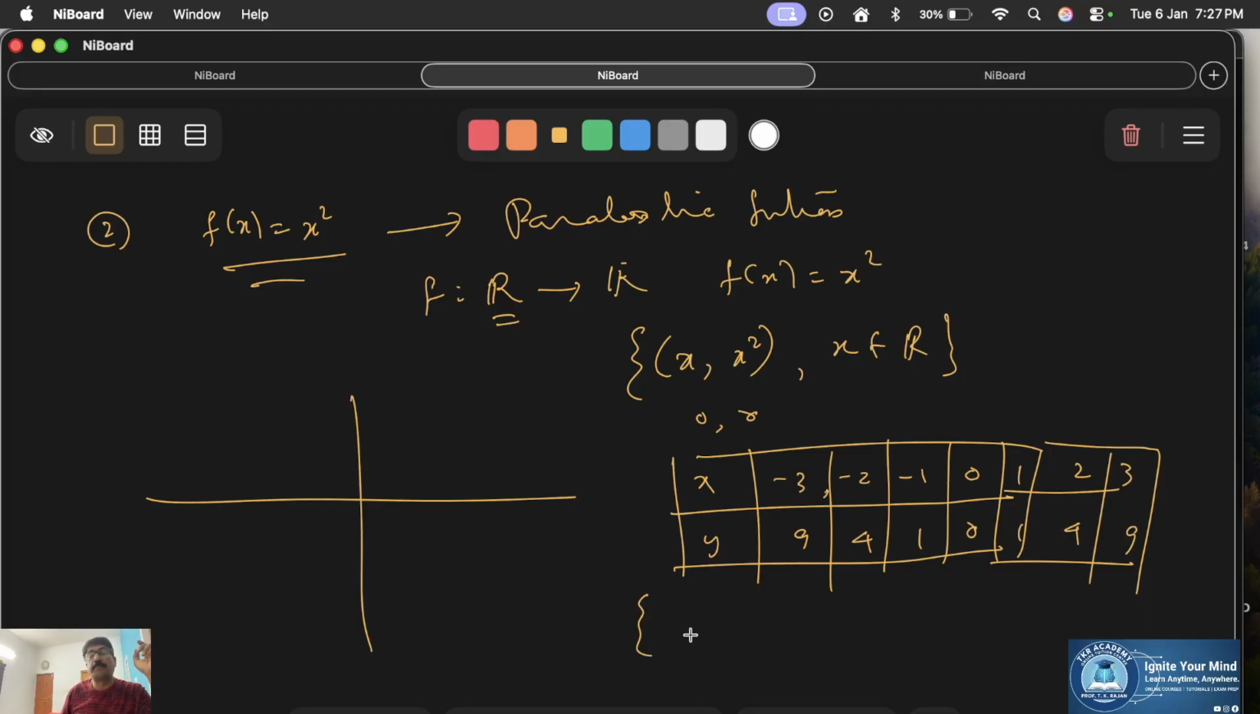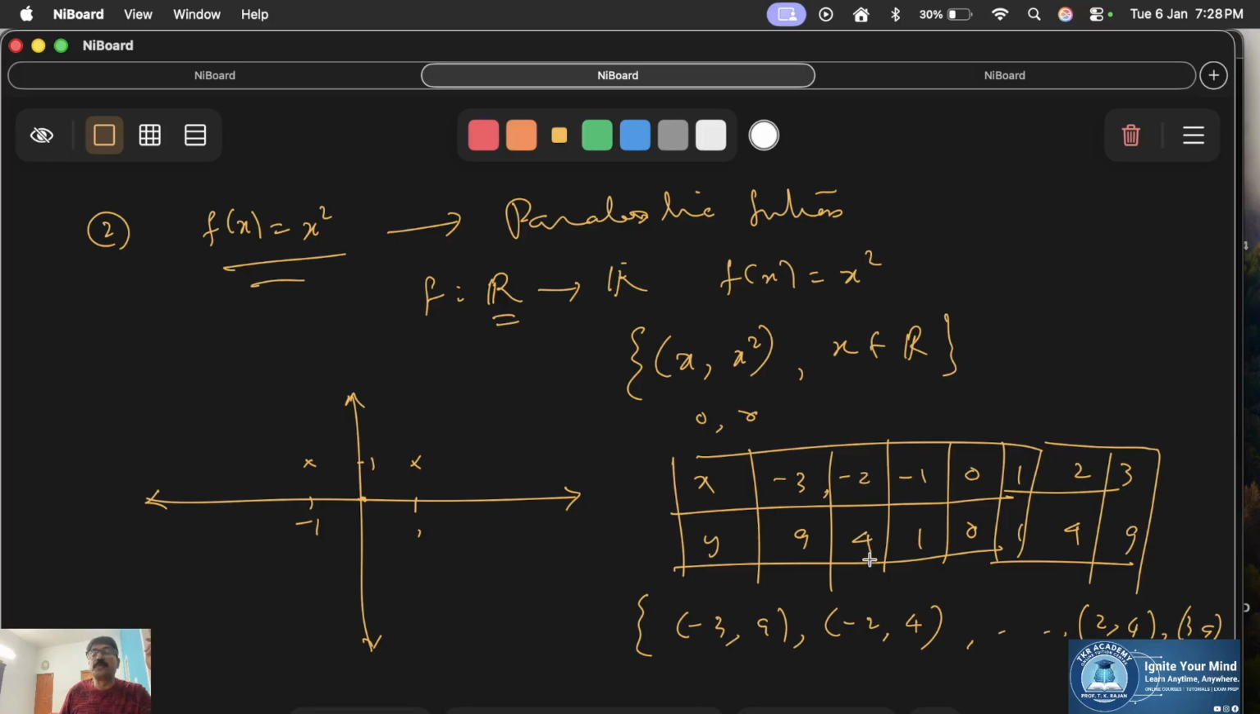So some of the points on the graph of the function are (minus 3, 9), (minus 2, 4). Don't think that these are the only points; in between many points are there. (2, 4), (3, 9), like that. Now you plot these points using the Cartesian coordinate system. (0, 0) is a point here. Then (1, 1) is there, (minus 1, 1) is there. This is minus 1, this is 1. Its image is 1. So this point is there.